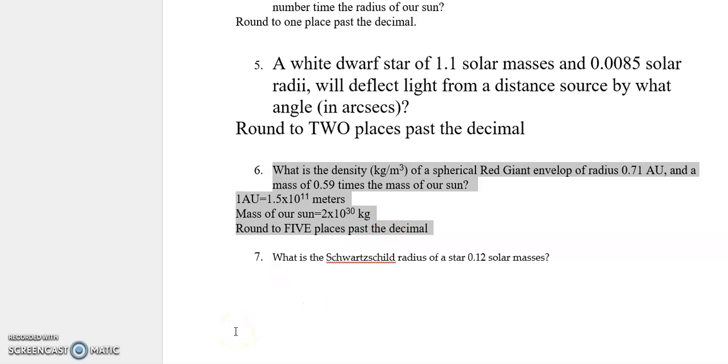All right, so we'll set this up. The main thing here is to know the density formula. It's just the mass of something divided by the volume. Since this thing is spherical, you've got to know that the volume of a sphere is 4 pi divided by 3 times the radius to the 3rd power. But of course, we have to convert AU into meters. We're going to do all that in just a moment.